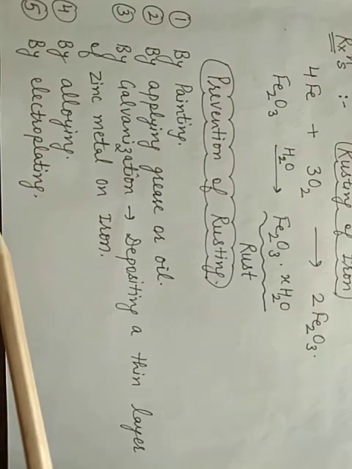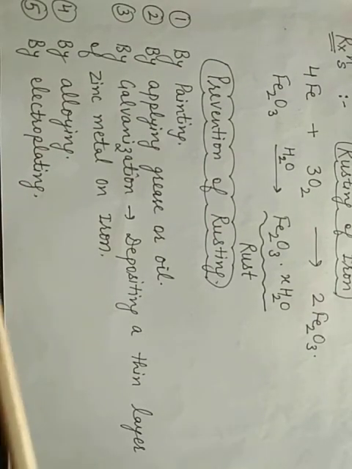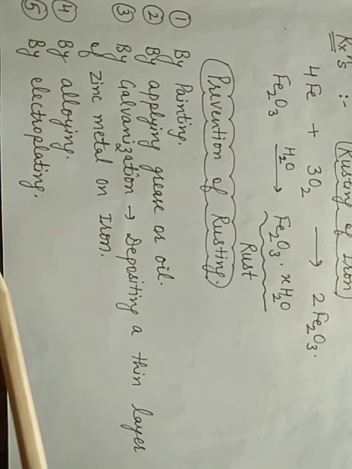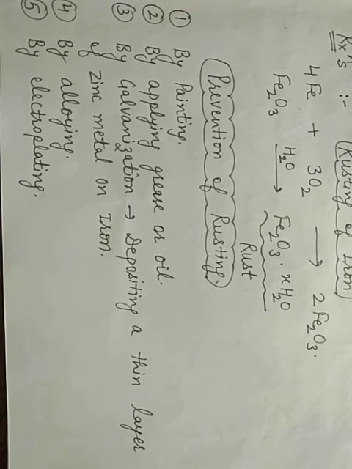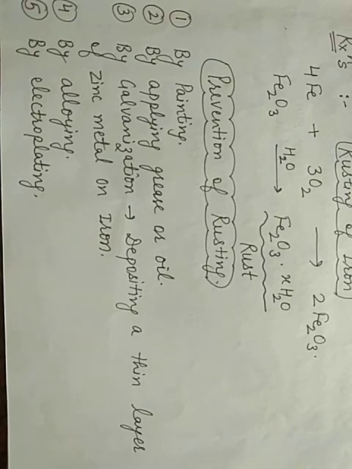And at last, we can say that choosing the right material can help to prevent corrosion. Example, aluminium and stainless steel are highly corrosion resistant.